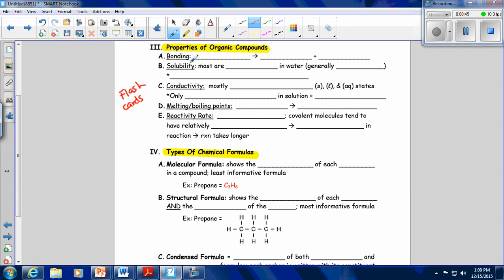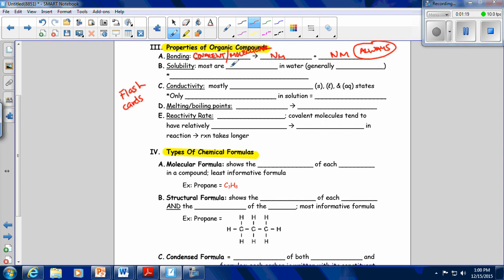All right, as far as bonding goes, we kind of talked about this already. The bonding type is going to be covalent or molecular. And we should know by now that whenever you're dealing with a covalent or a molecular bond, you're dealing with 2 nonmetals, always. You will never, ever see any metals incorporated within an organic compound.